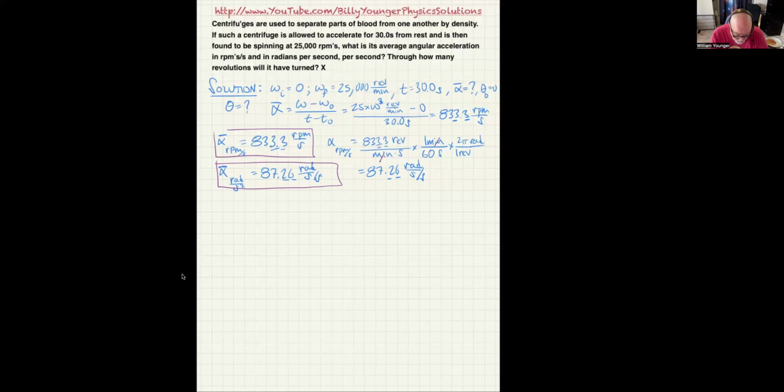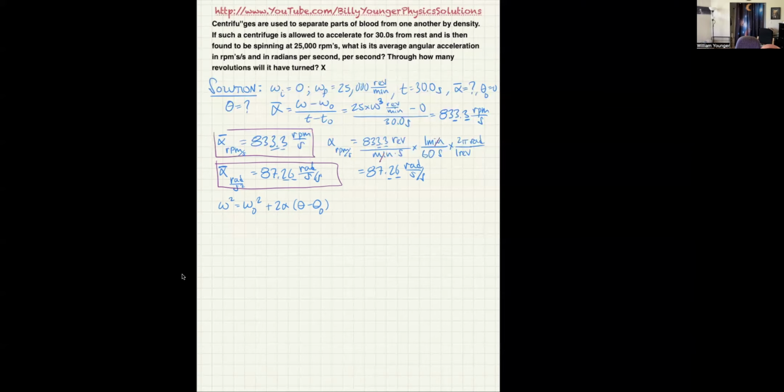Now the other part is through how many revolutions will it turn? Well, we know our kinematic equations are basically analogous to the linear equations, so that we know v squared equals v0 squared plus 2a(x minus x0) is going to become omega squared equals omega 0 squared plus 2 alpha (theta minus theta 0). So that's one way we could get it if we go ahead and assume the acceleration is alpha that we just calculated.